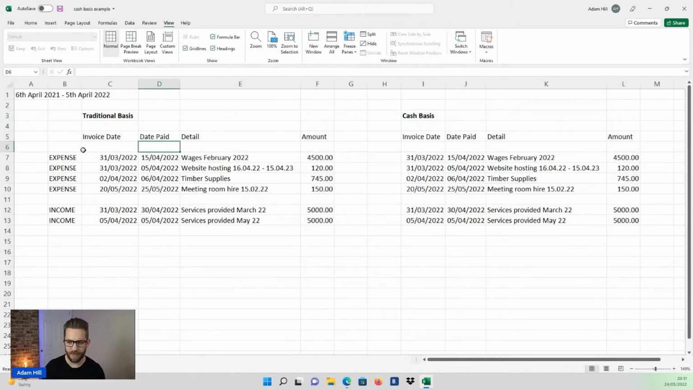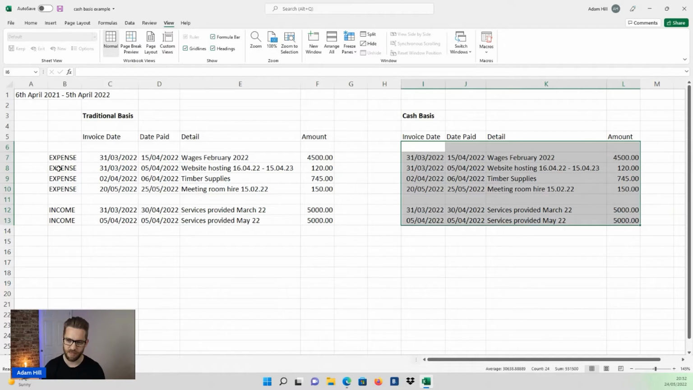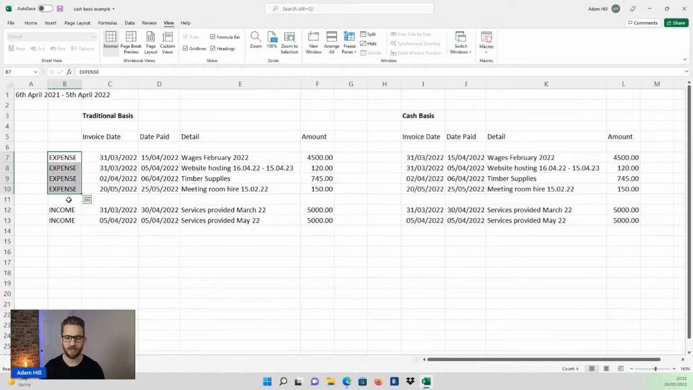So this isn't complicated. We've got an invoice date, the date an invoice was actually raised on. We've got the date that we actually paid that invoice, because quite often you're going to have terms and maybe you're going to pay it a few weeks later. Detail of what the transaction is. And then we've got the amount. And again, it's replicated exactly the same on that side. 4 expense transactions and 2 income transactions.